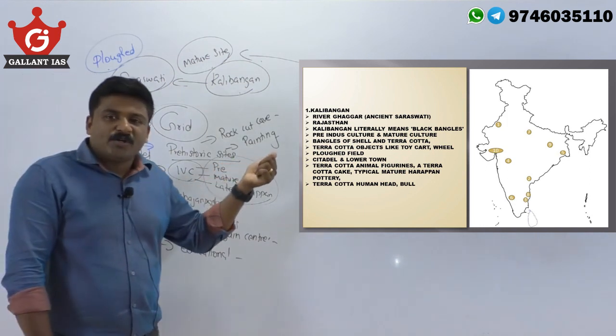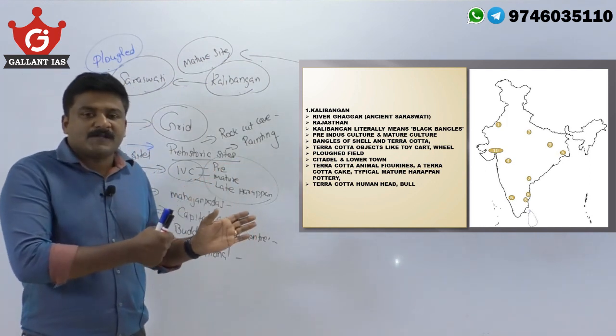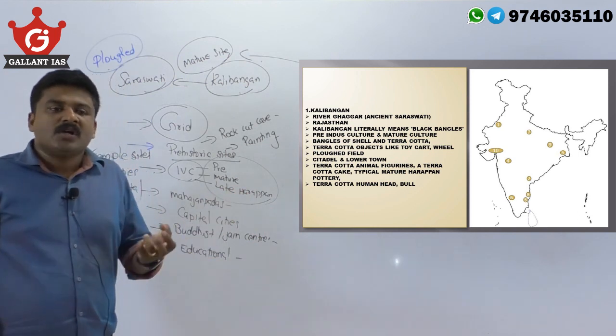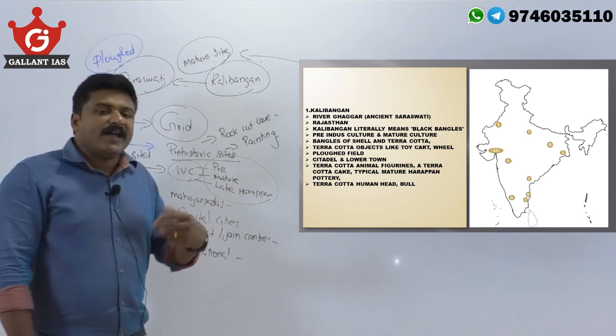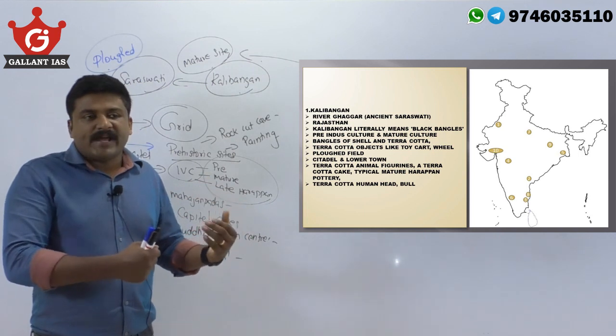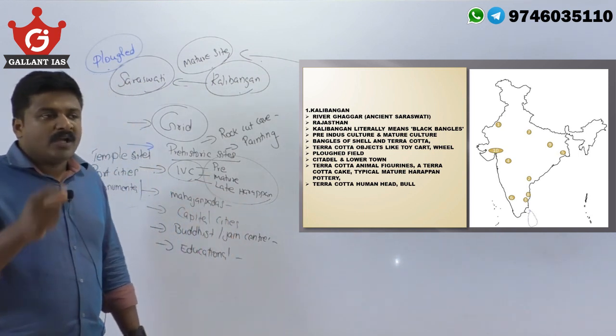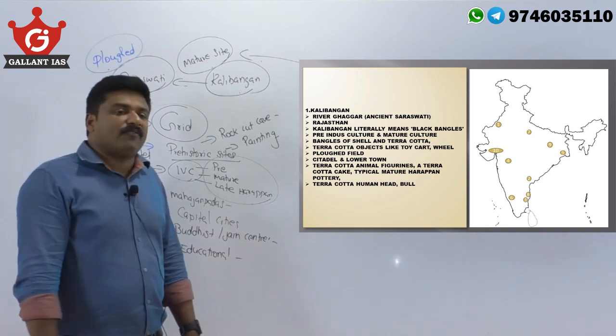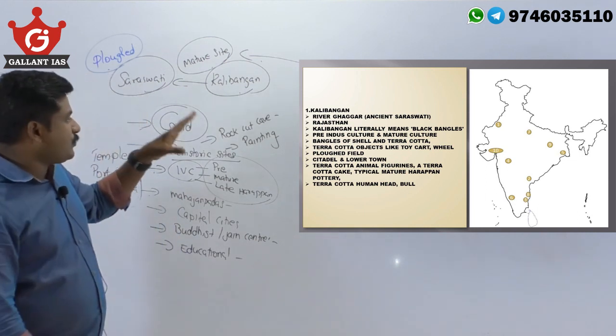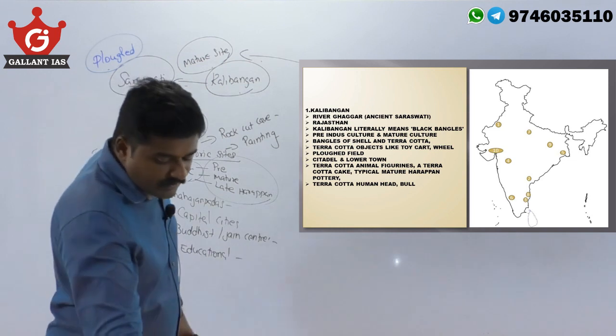Actually, it is not necessary that you write down all these features. I am giving this because it is important in prelims also. They ask you about the Indus site and major findings. Which one of the following is a major finding from the Indus site? Which one of the following is not a major finding from the Indus site? So from that point of view, this is important.